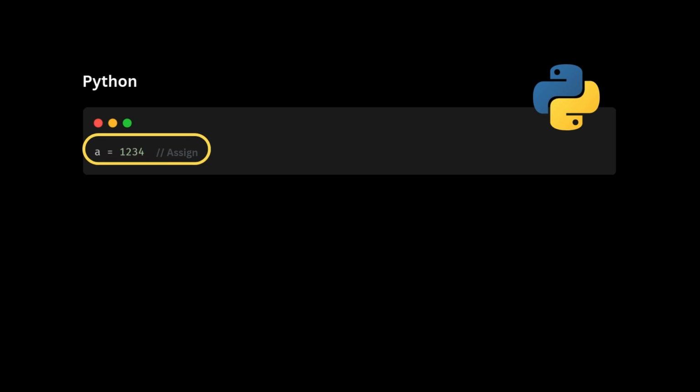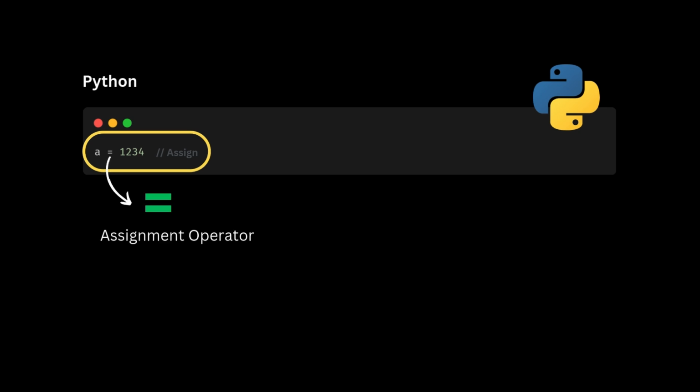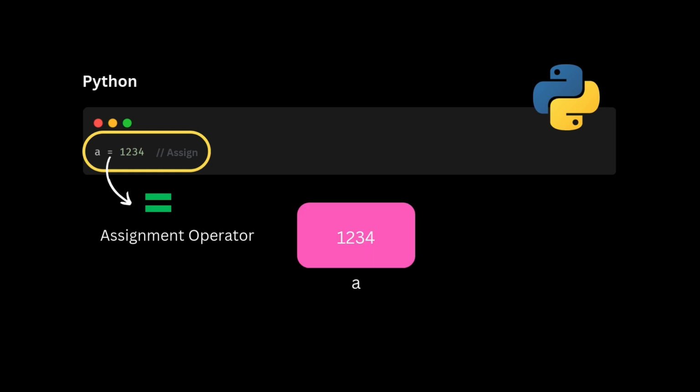However, it's important to note that a equals 1234 in Python doesn't represent an equation like it does in maths. In programming, this is an assignment operation, meaning that the value 1234 is stored in the container, variable a. It doesn't state that they're mathematically equal.